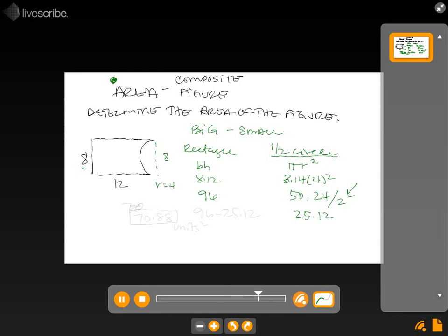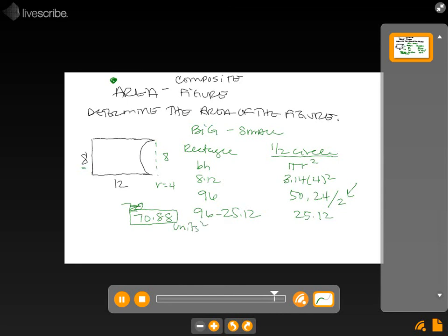And then we would subtract these two. 96 minus 25.12. And we end up getting 70.88 units squared. And that would be how we would find the area of that figure.